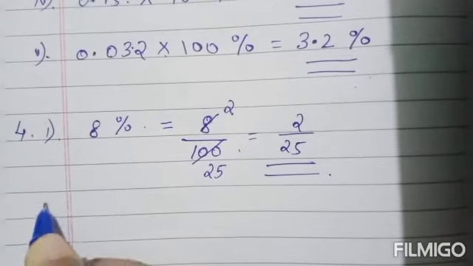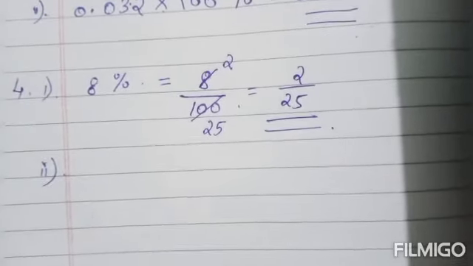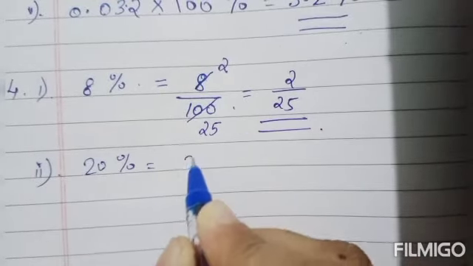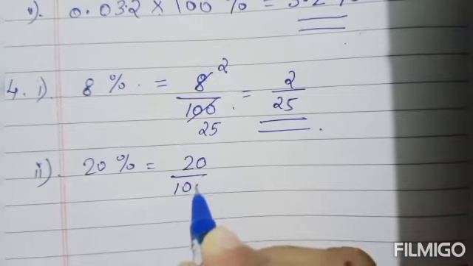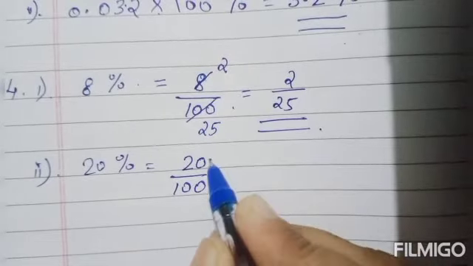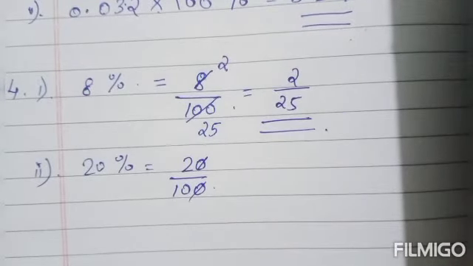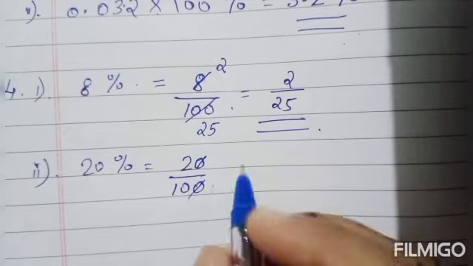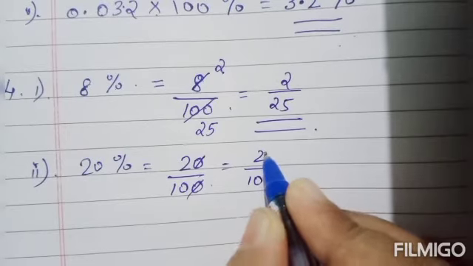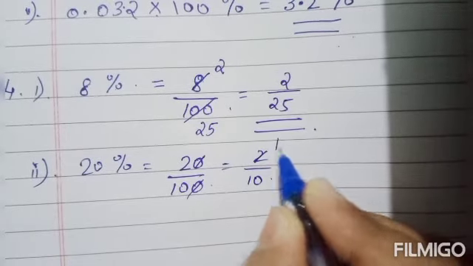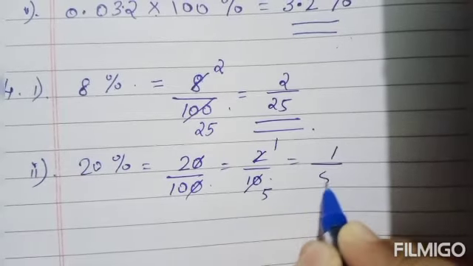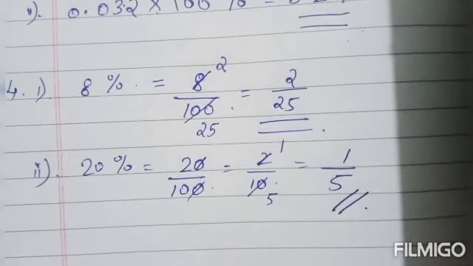Okay, next, second one, 20%. 20%, how can you write it? It is 20 by 100. Now one zero you can cancel. Now 2 by 10 you can reduce. 2 by 10, both will go in 2. 2 divided by 2 is 1 and 10 divided by 2 is 5. So what will you get? It is 1 by 5.